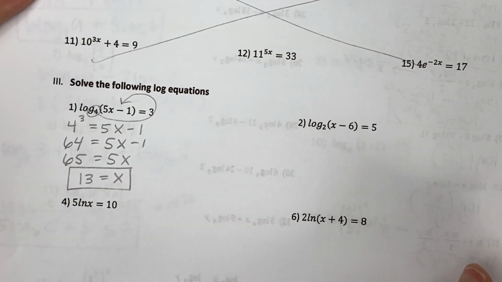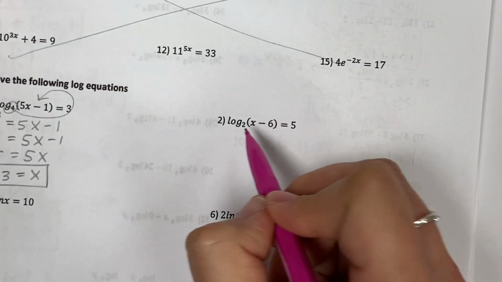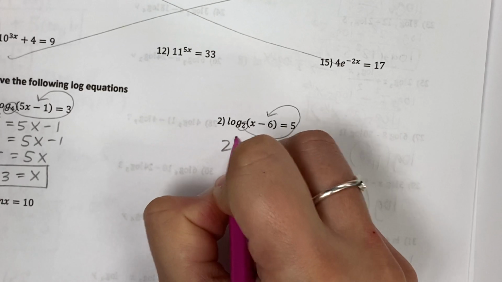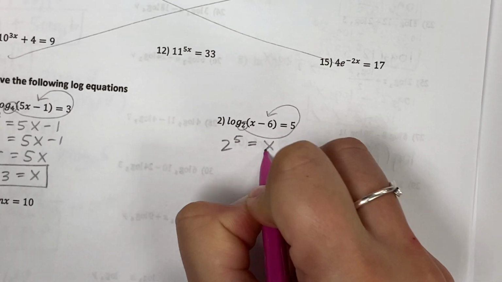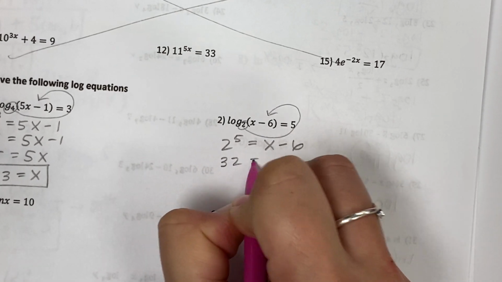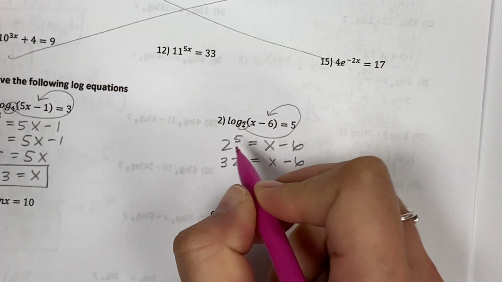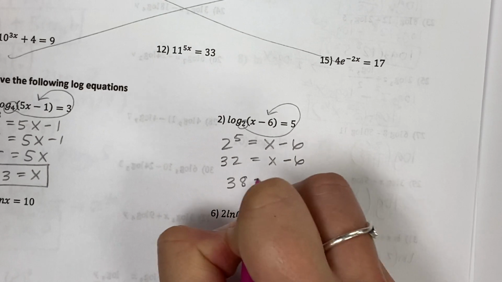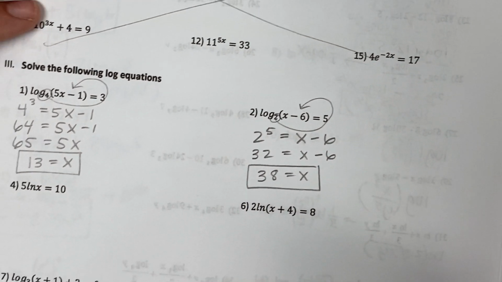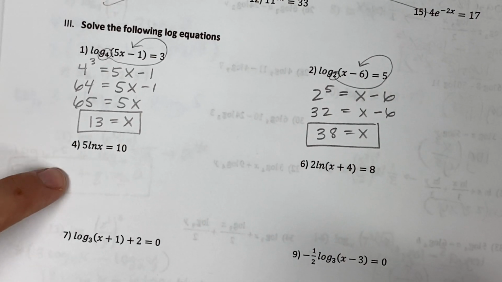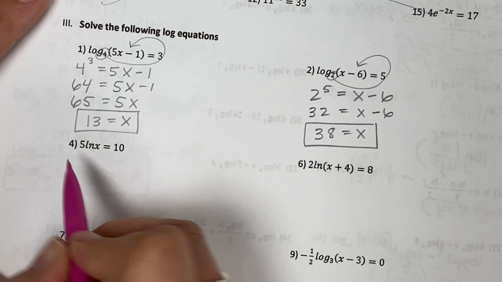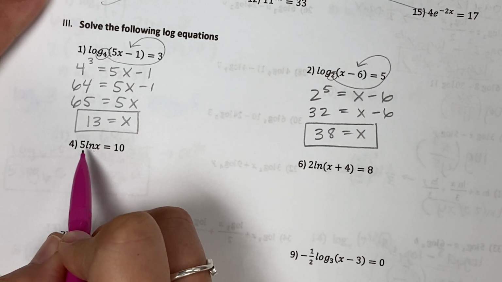Nice. Okay, let's do this one over here. We're going to rewrite, circle the base, go around. So I'm going to rewrite it as 2 to the 5th power equals x minus 6. That's 32. Add the 6. X is 38. Okay. Ooh, over here we have natural log. All that means is that the base is e. Well, I have some extra guys chilling here.